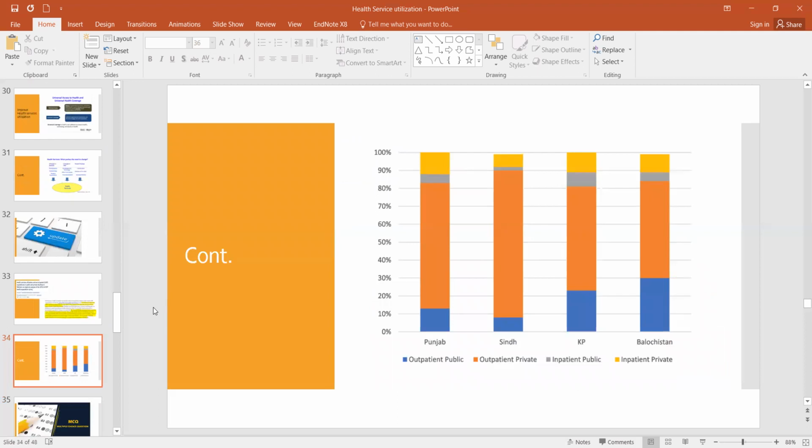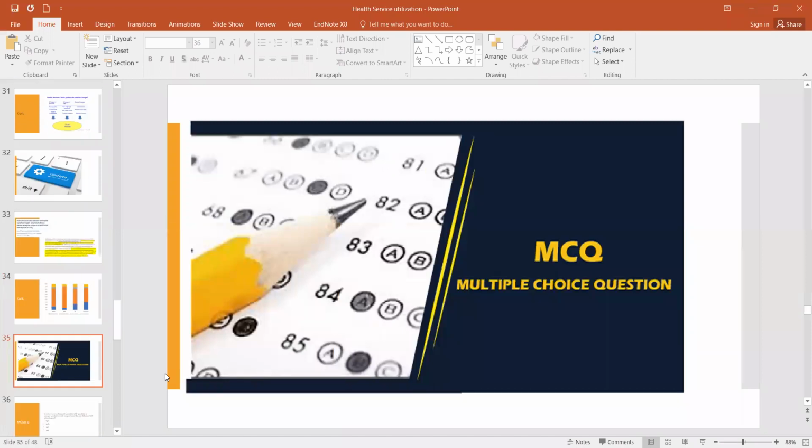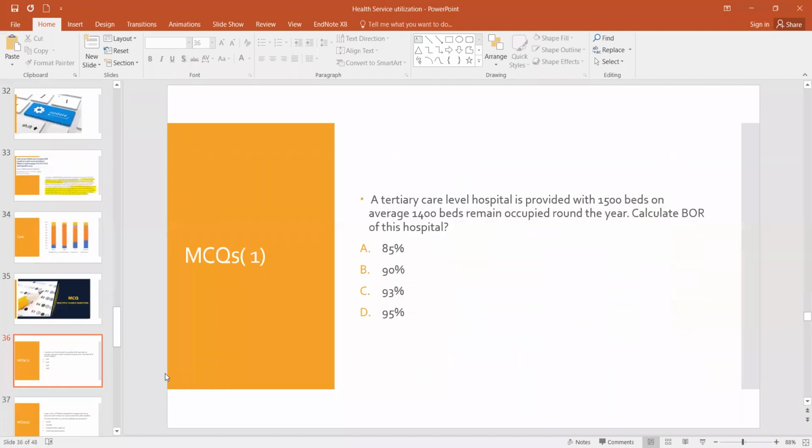These are the graphs which show, according to the provinces in Punjab, outpatient public facilities shown by the blue color, and outpatient private facilities, which are used by the people, have almost increased, and these are all shown by this graph. Now it's time for the MCQs.